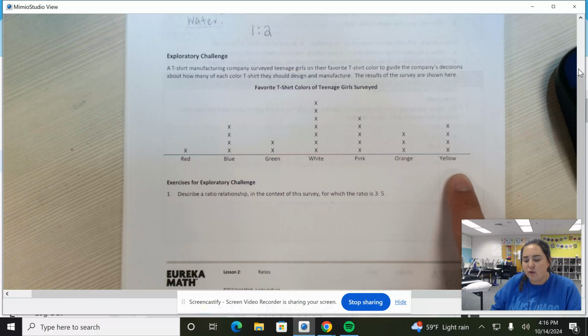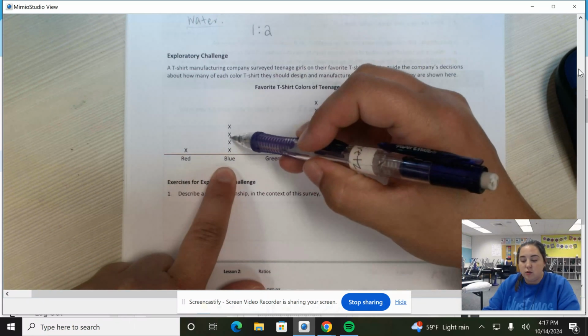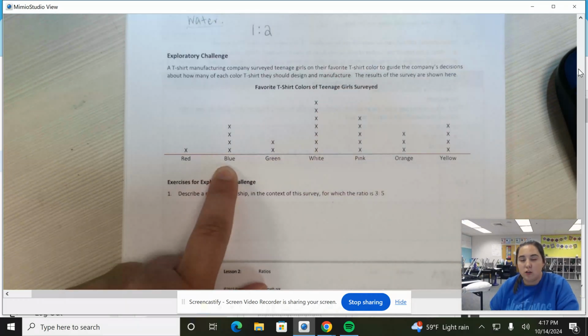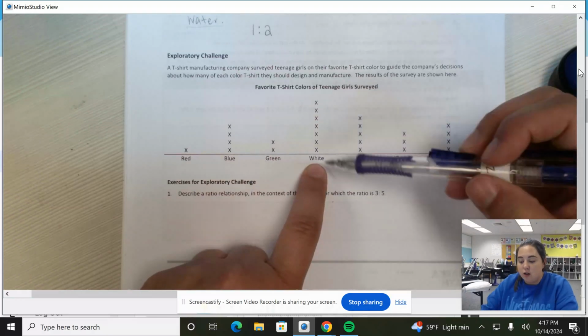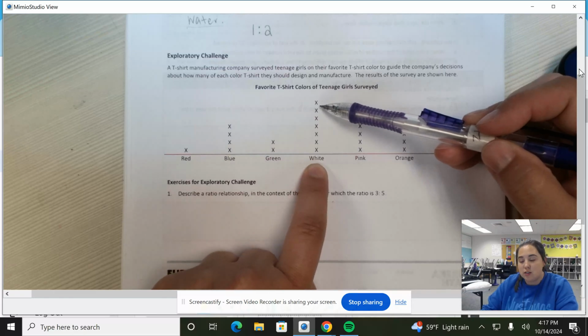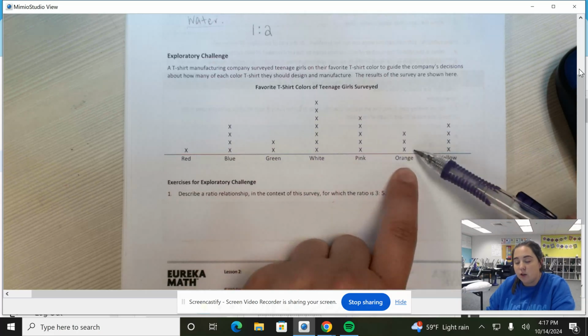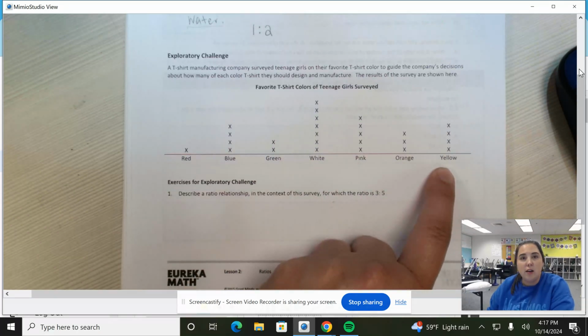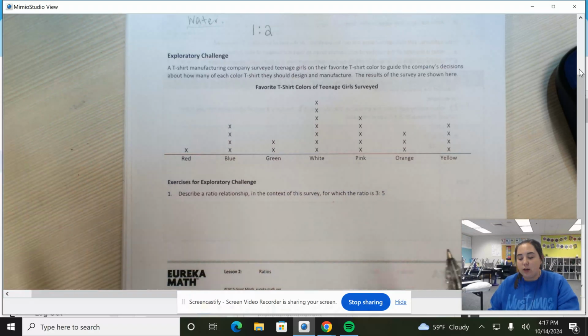Hopefully you've seen this kind of graph before. It's called a line plot. But basically what this shows is one person surveyed that red was their favorite t-shirt color. 4 people in the survey said that blue was their favorite. 2 said that green was their favorite. 7 people said white was their favorite t-shirt color. 5 said pink was their favorite t-shirt color. 3 said orange, and 4 said yellow. So we're going to use this information to try and answer some questions involving ratios.